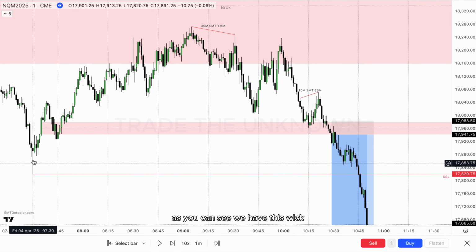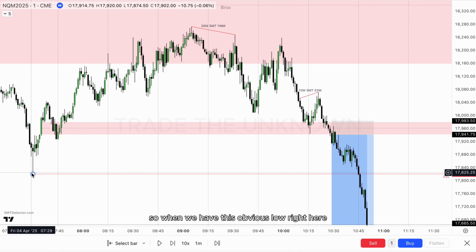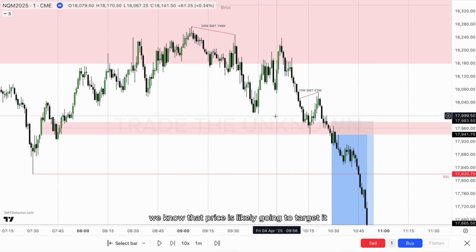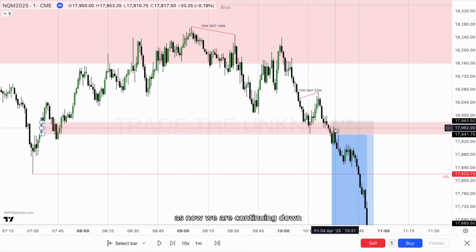As you can see, we have this wick, and you can basically consider this as a gap. So when we have this obvious low right here, we know that price is likely going to target it, as now we are continuing down. So this was my first partial.